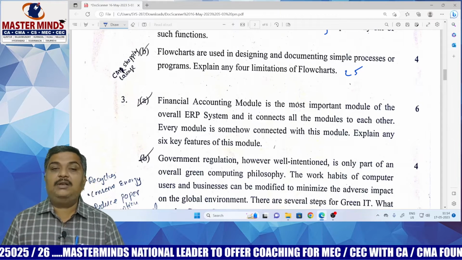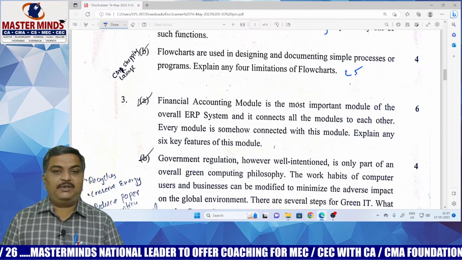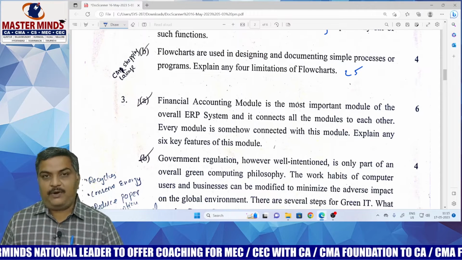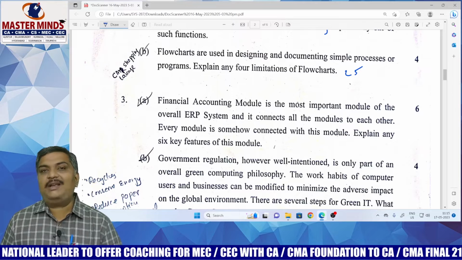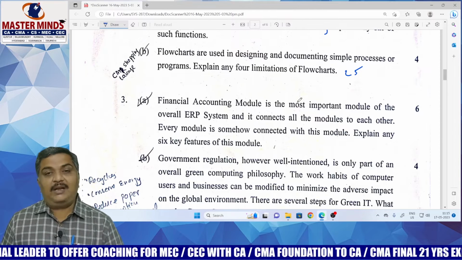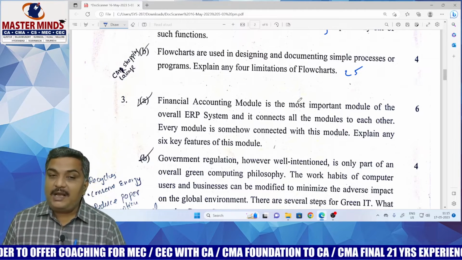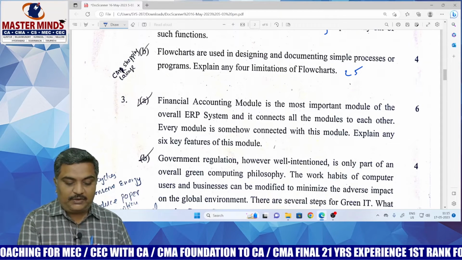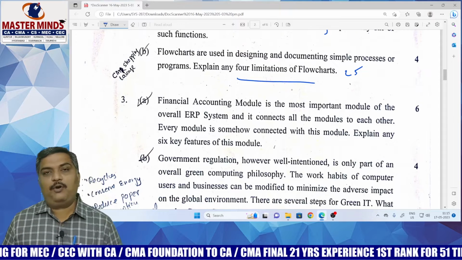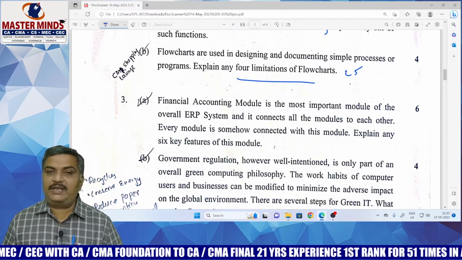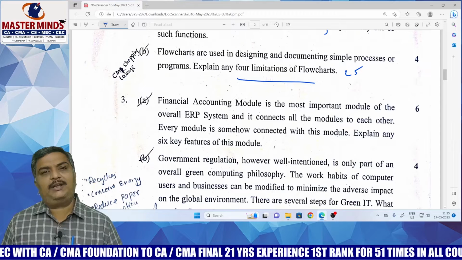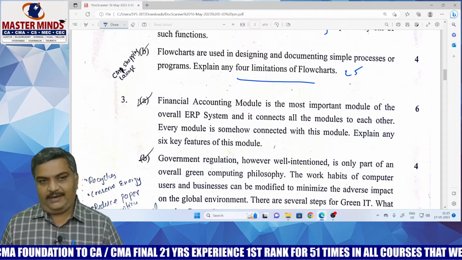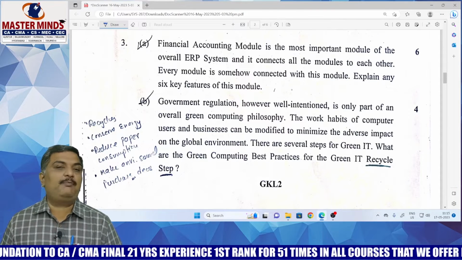So these are the flowchart limitations. See, this time if you observe, the questions are very straightforward, very candid. You need not have any kind of confusion. And allocation of marks is also done in an excellent manner, because if you observe here, explain any 4 limitations of flowchart. So you write 4 points and you get 4 marks. So things are very easy. And if you want to write, you can also write what is a flowchart as an introduction. That is also fine.